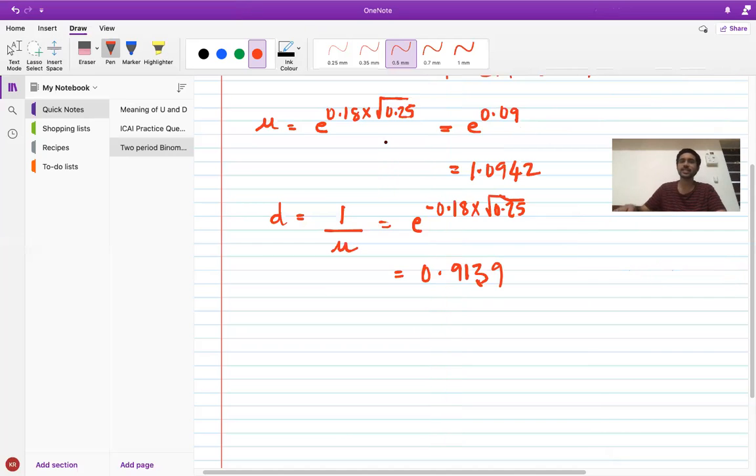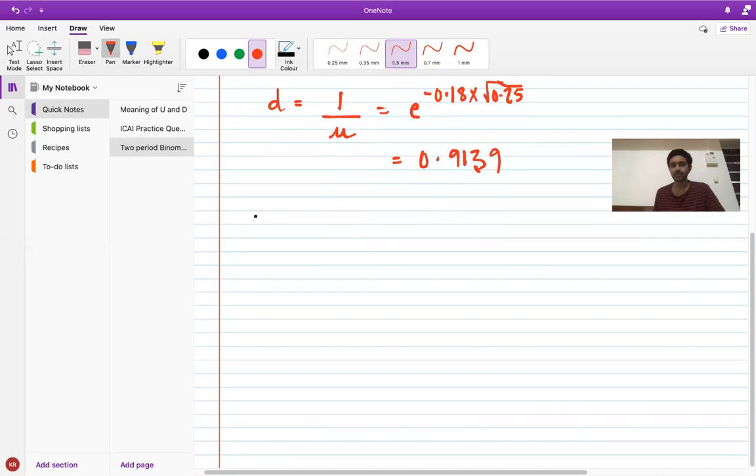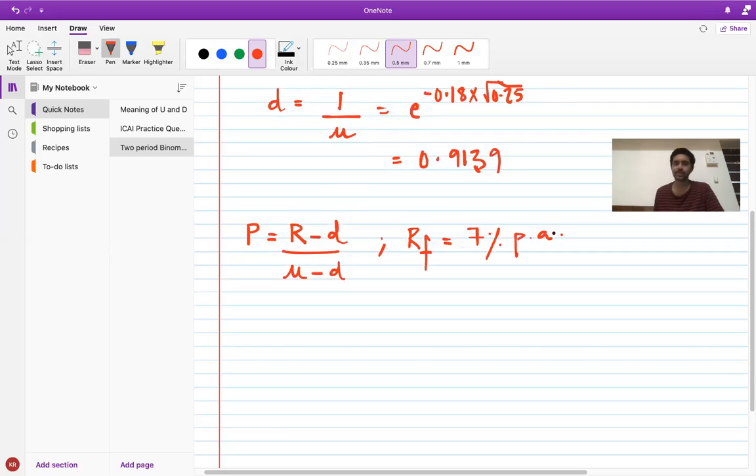Next, I'm calculating P. Sorry, not P, R, because the formula for P to find the upside probability is R minus D divided by U minus D. Now we have calculated D and U. The only thing that we need to calculate is R. The risk-free rate is given as 7% per annum, compounded continuously.